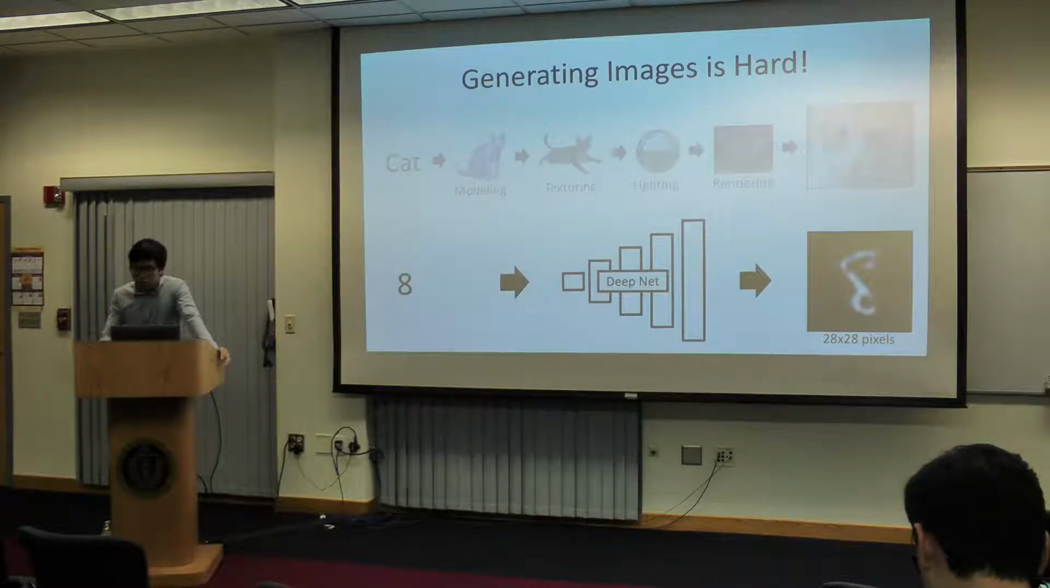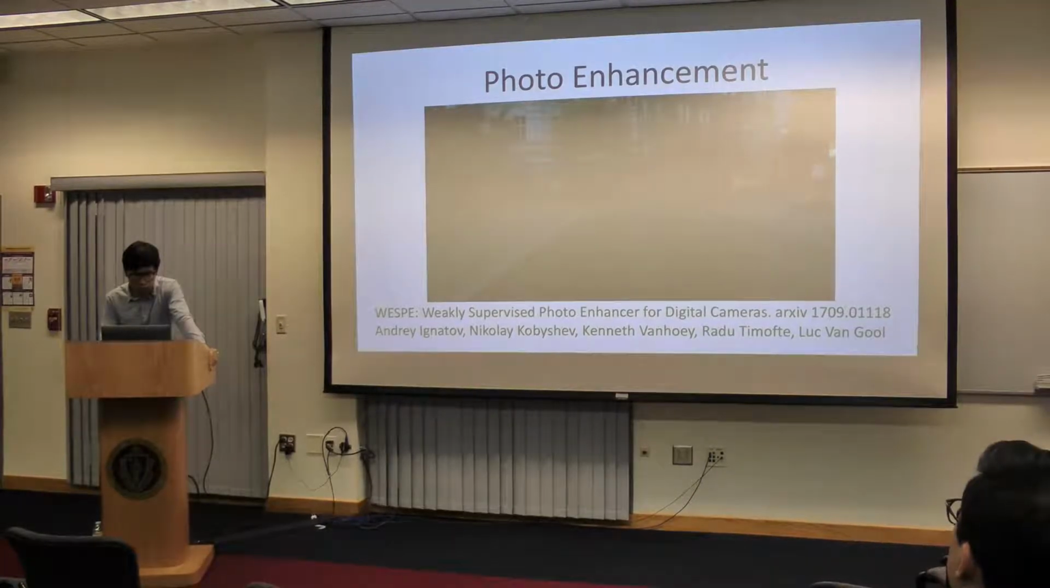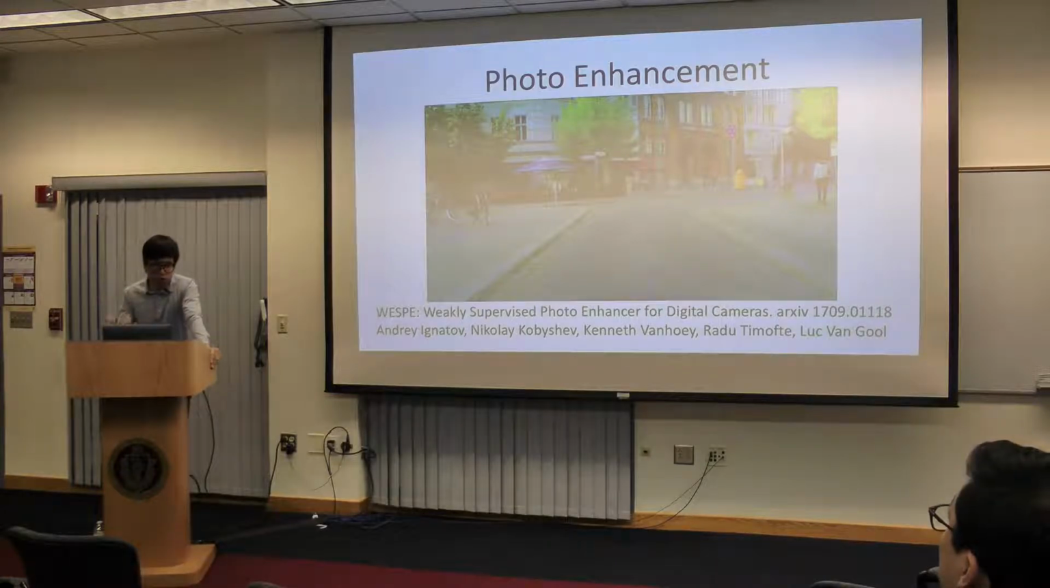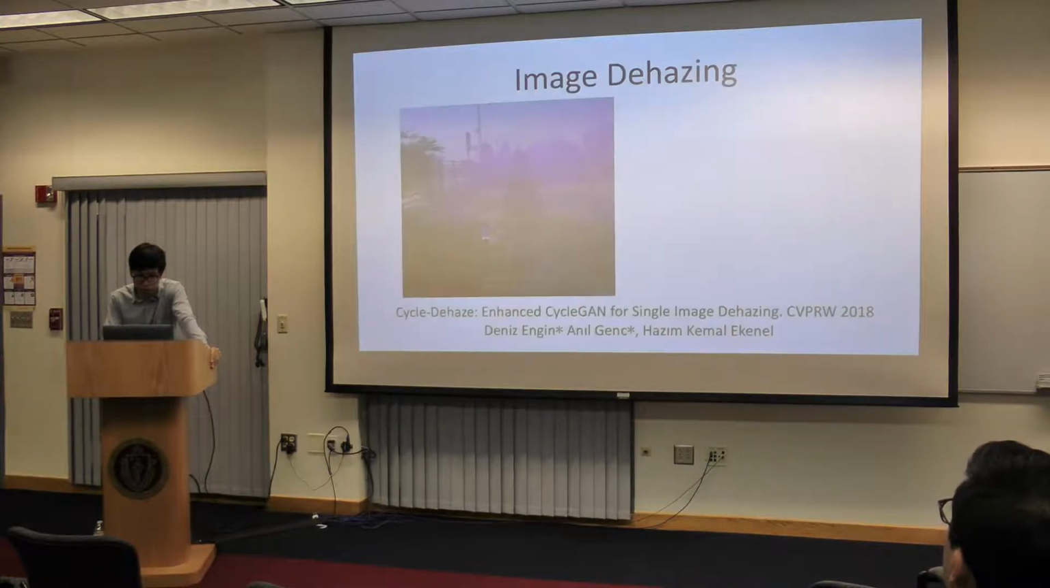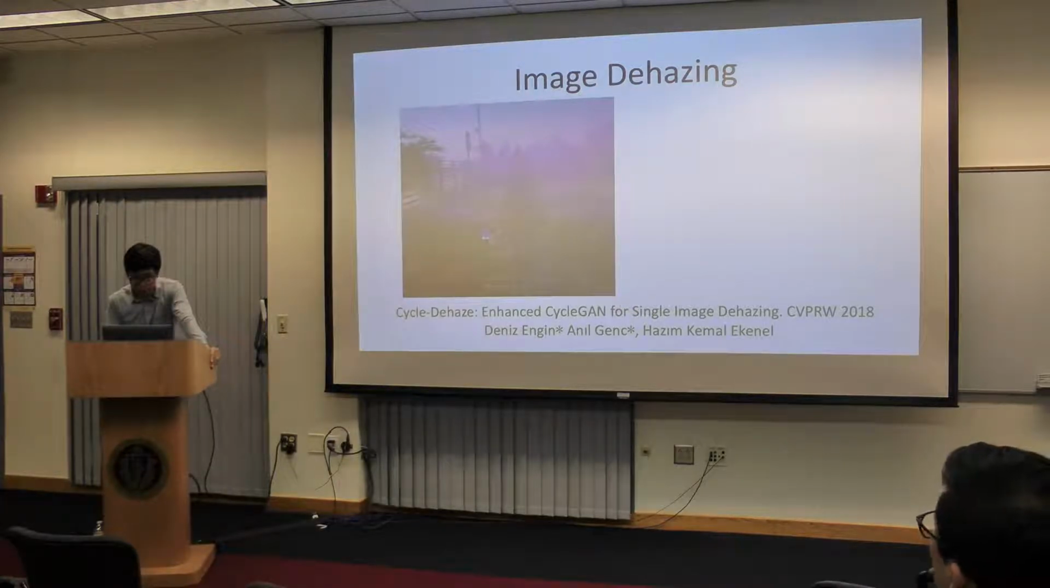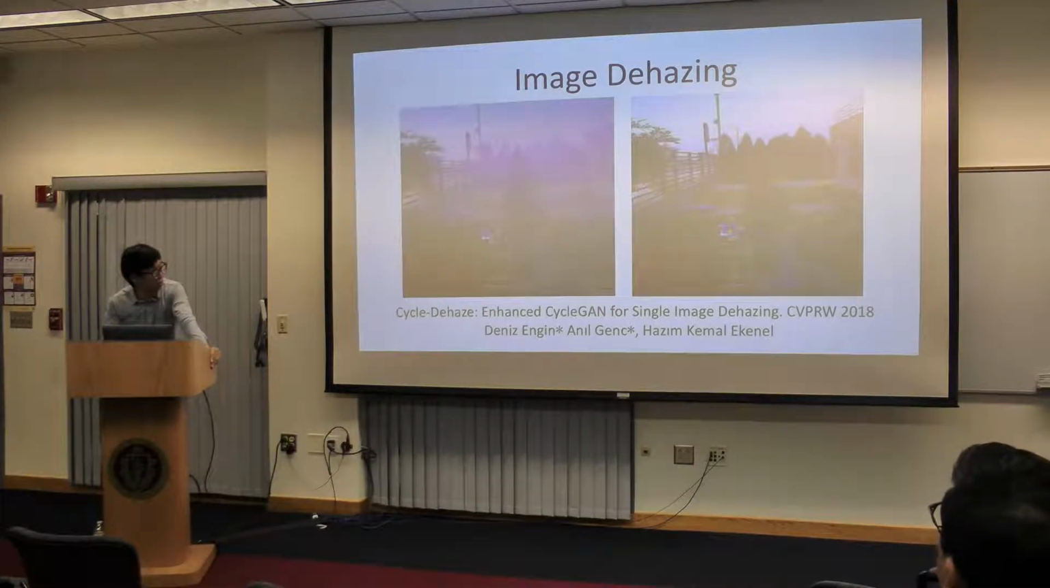For a very long time, deep nets could only generate digits. Using CycleGAN for a variety of applications like photo enhancement, you can train a model on the bad images versus good images, and it can enhance the photo for you. You can train a model with images with haze and images without haze, and it can dehaze the image for you.